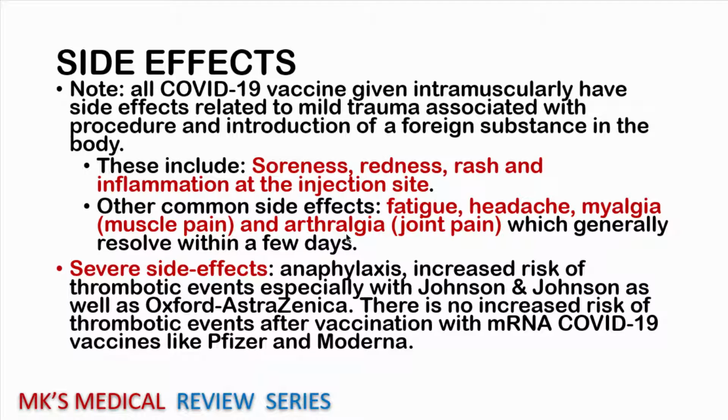So, some side effects before we move any further. You have to take note that all vaccines that are given intramuscularly, be it COVID vaccines or vaccines for any other disease, are going to have some side effects. The side effects may be related to some mild trauma associated with the procedure, because you're injecting and causing damage to the skin. You could also have the introduction of a foreign substance in the body that will cause a reaction. So the area may be sore, it may be red, there may be some rash, there may even be some inflammation at the site of injury. Other common side effects include fatigue, headaches, muscle pains, which we refer to as myalgias, and joint pains, referred to as arthralgia, and generally these are going to resolve within a few days.